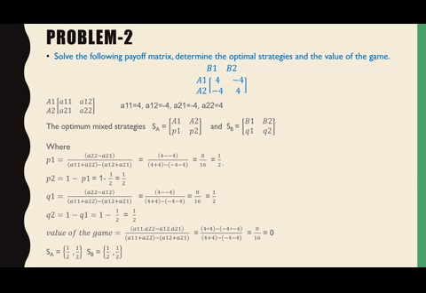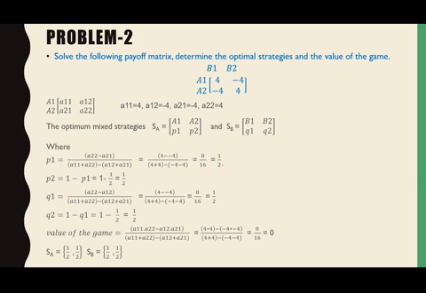So look at Q1. Q1 is A22 minus A12 divided by A11 plus A22 minus A12 plus A21. So which will be 4 minus of minus 4 divided by 4 plus 4 minus minus 4 minus 4. So once again you get 8 by 16, once again it is a half. So if Q1 is half, Q2 will be 1 minus half, which is once again a half.